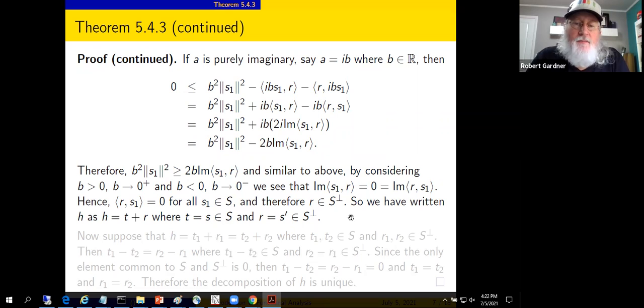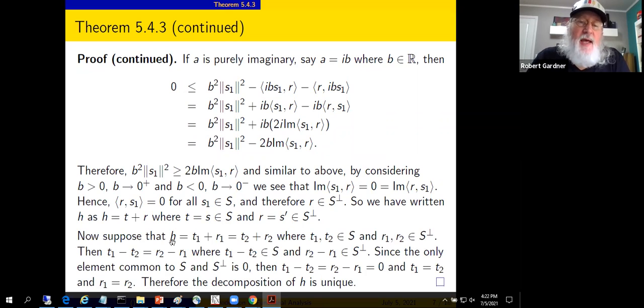Is it unique? Well, suppose H equals T1 plus R1 and it equals T2 plus R2, where the T's are from S and the R's are from S perp. That is, suppose these are two different ways of representing H as a linear combination of an element of S and an element of S perp. We can take this equation, bring the T's to one side, the R's to the other. That yields T1 minus T2 equals R2 minus R1. So the indices are in the opposite order, but that's correct.